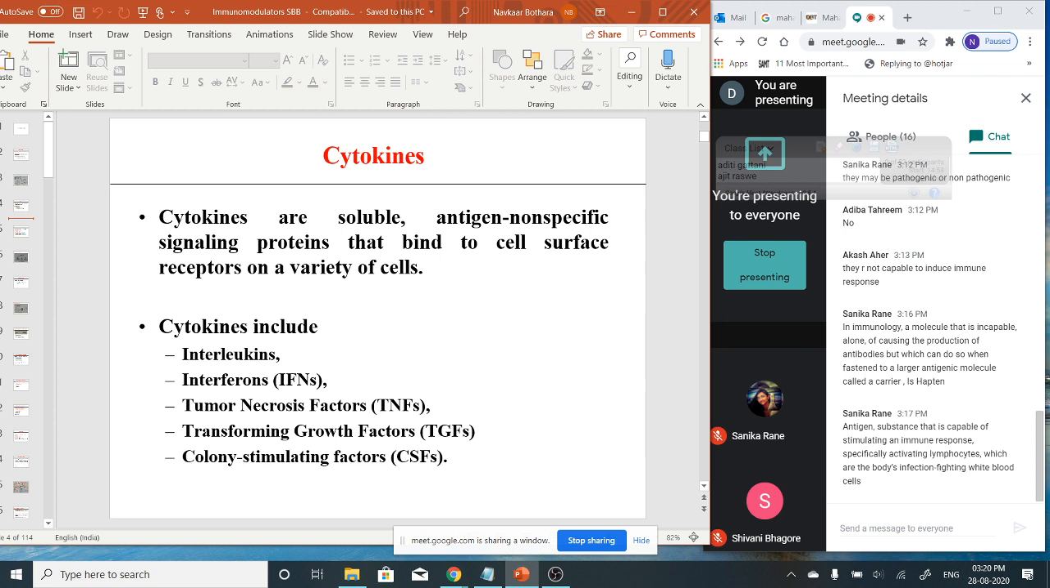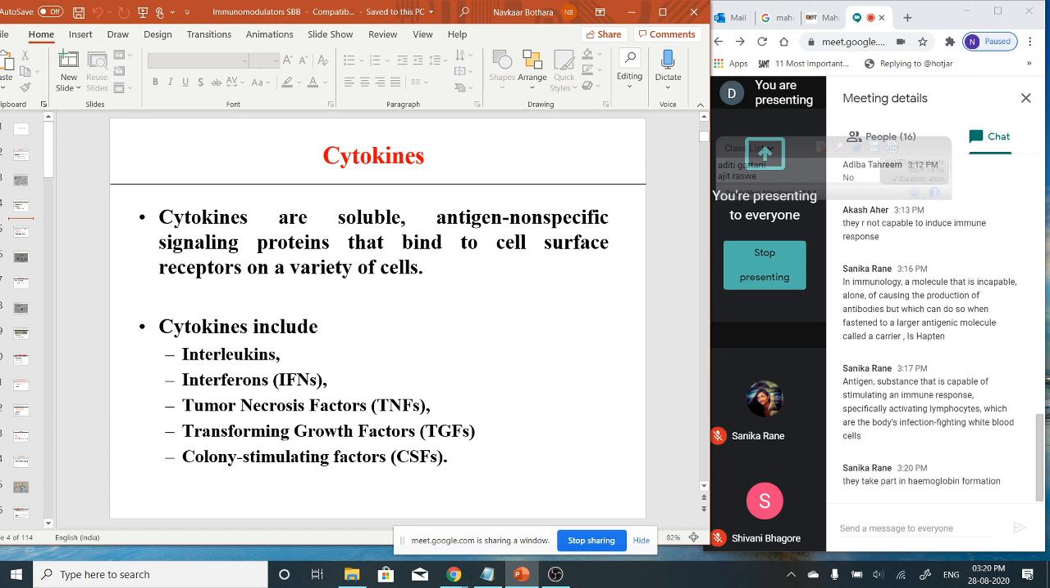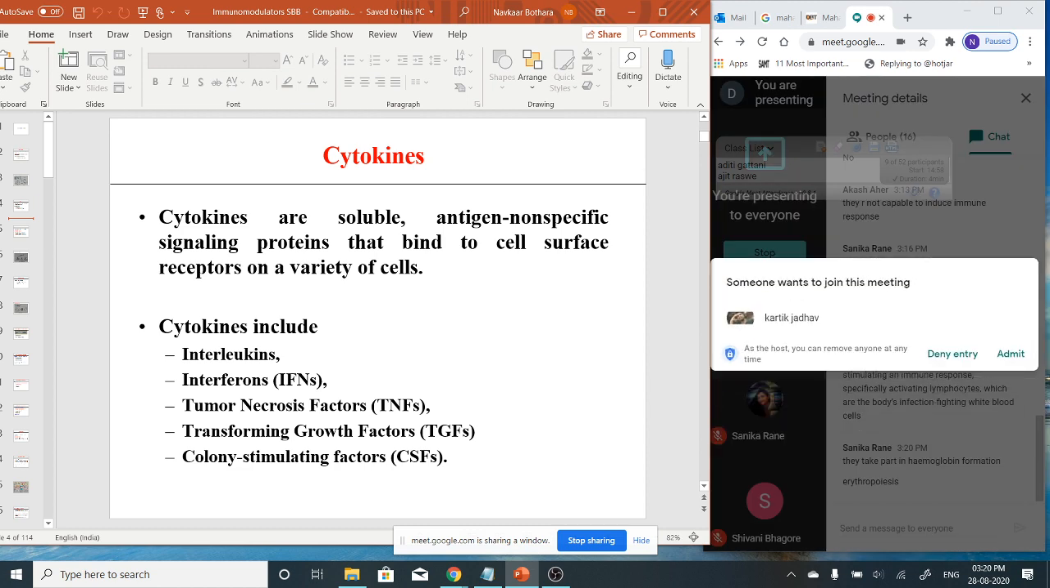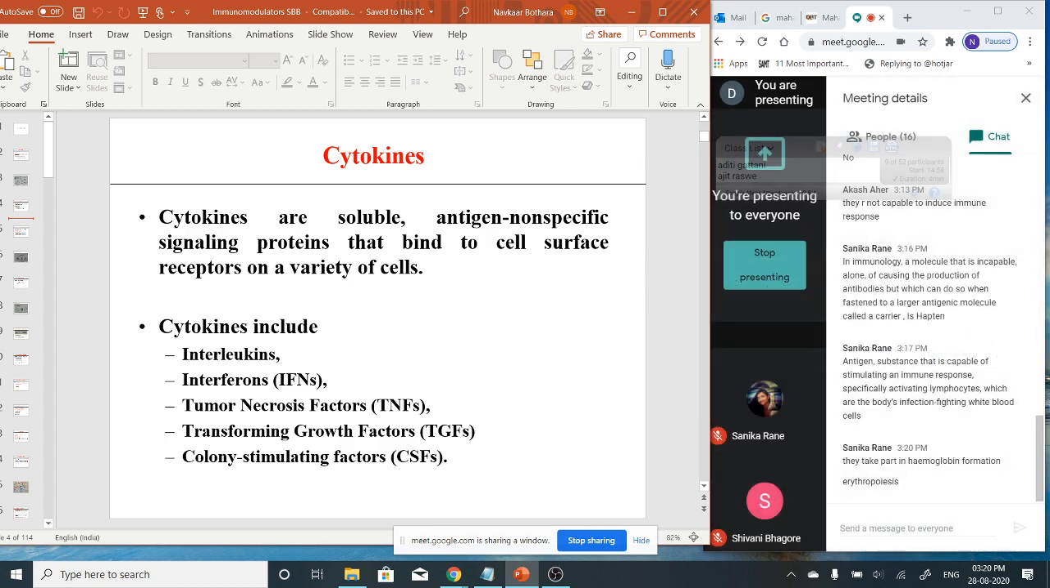Where have we seen colony stimulating factors? Yes, erythropoiesis and other colony stimulating factors, GM-CSF, G-CSF, M-CSF we have seen. So these are all there, and it is a big mechanism actually.